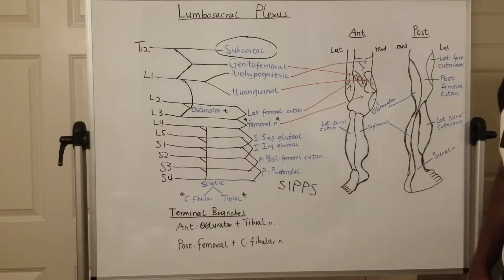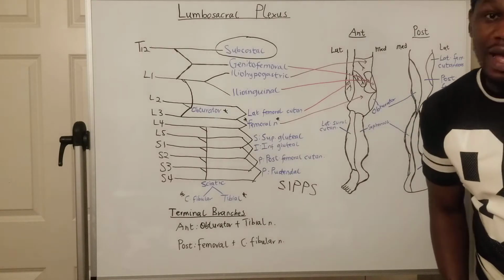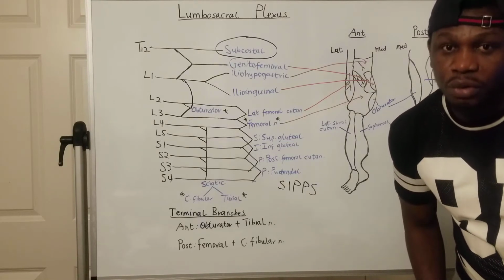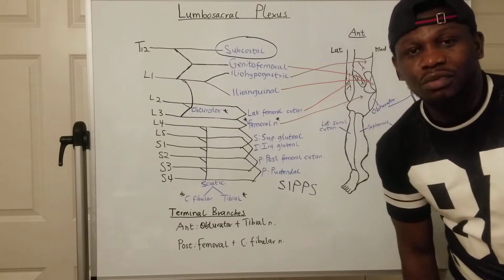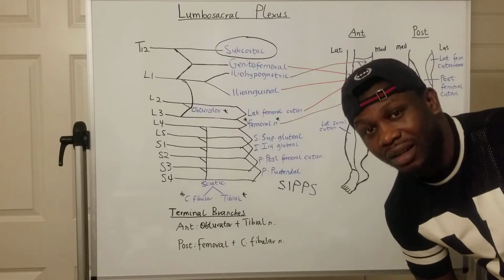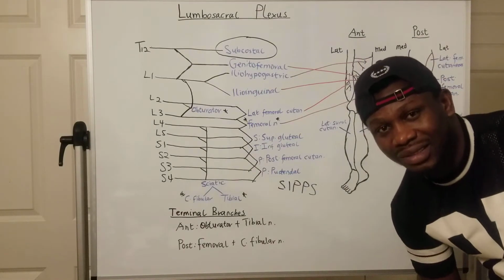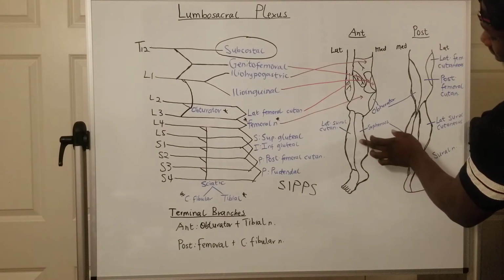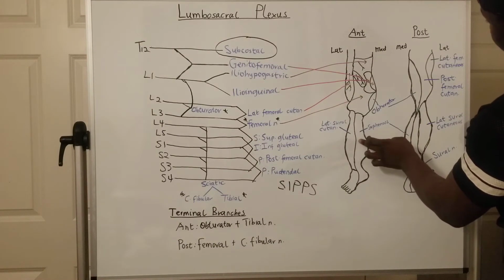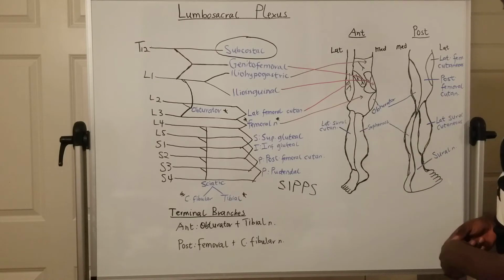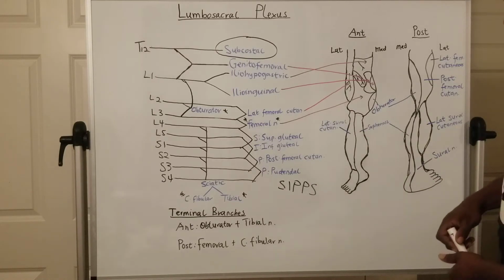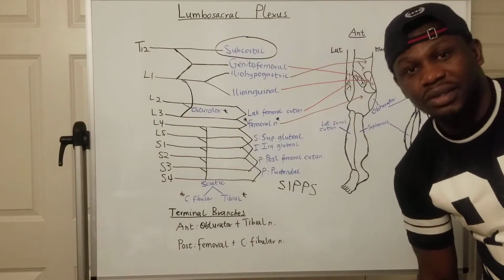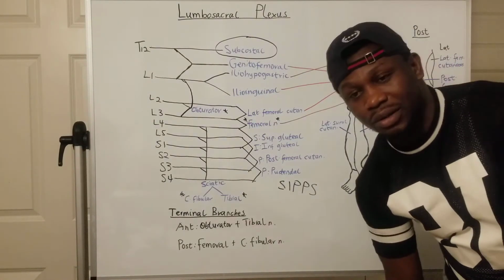On the anterior surface of the anterior thigh, we have the femoral nerve. So the femoral nerve, when it comes into the leg on the anterior surface, we call it the saphenous nerve. The saphenous nerve is just the femoral nerve in the lower part of the leg.